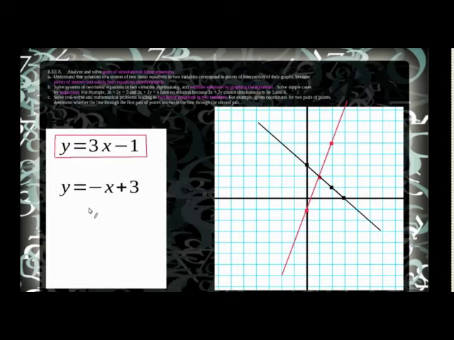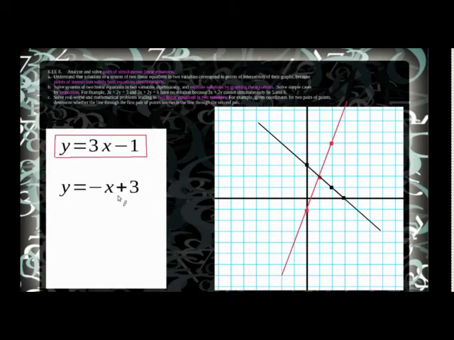In this case, negative 0 is just equal to 0. Add 3. 0 plus 3 is 3. So we would go up 1, 2, 3. Here is our first point here.